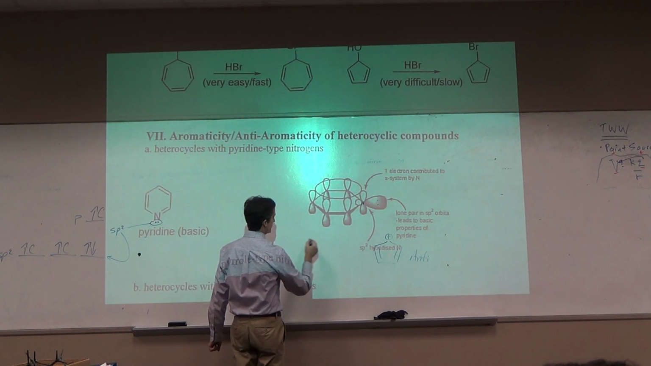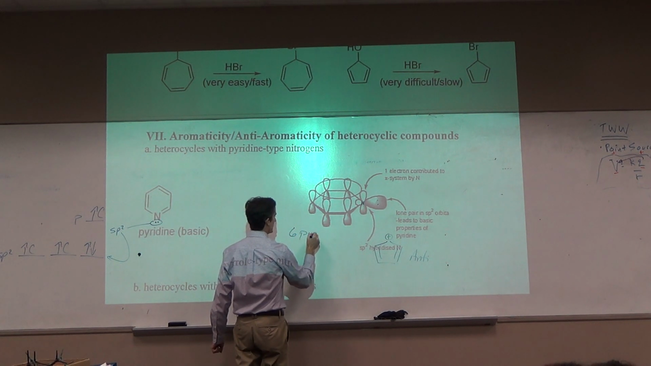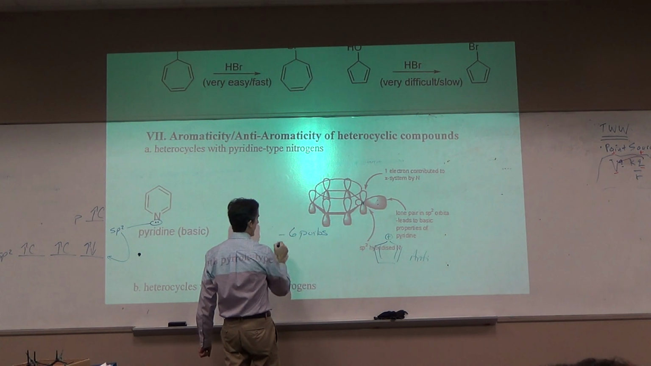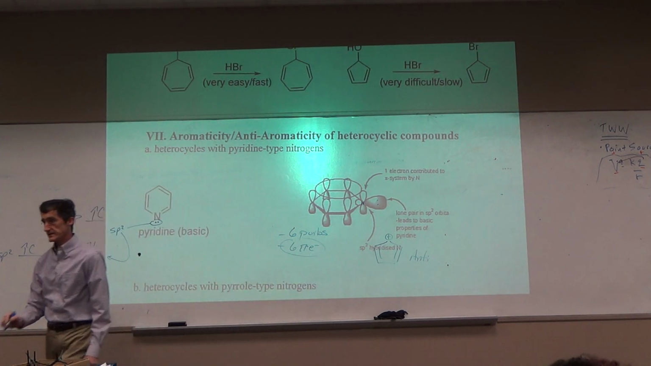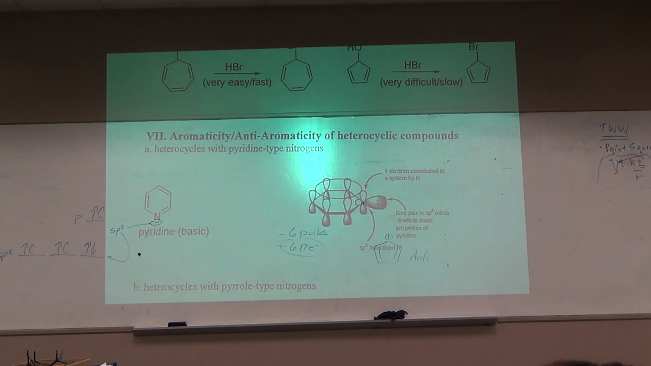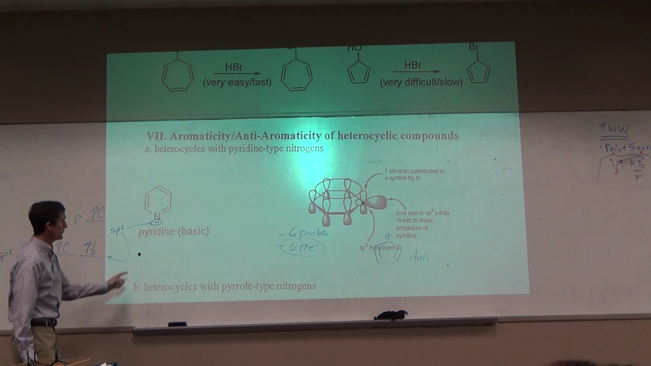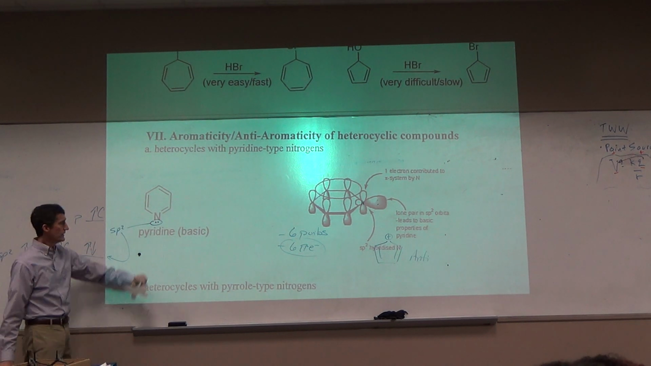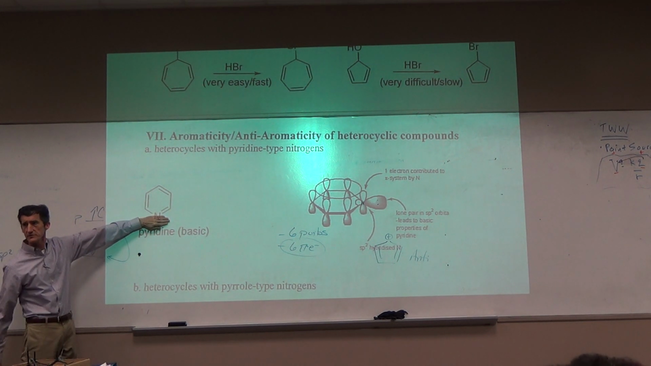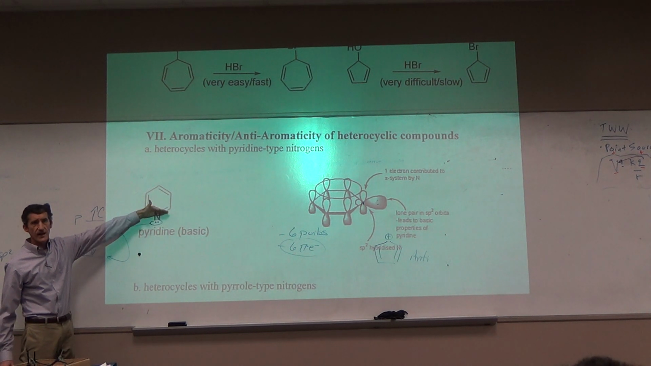I don't know if these numbers are here, but it's 6 p orbitals, right? And 6 pi electrons. But right there, cyclic conjugated system with 6 pi electrons, it's aromatic. The most important thing here is understanding that the lone pair is not involved in the conjugation, not involved in the aromaticity. The lone pair is in an sp2 hybrid. Just ignore it. There's your aromatic compound, just like benzene. That's in an sp2 hybrid.